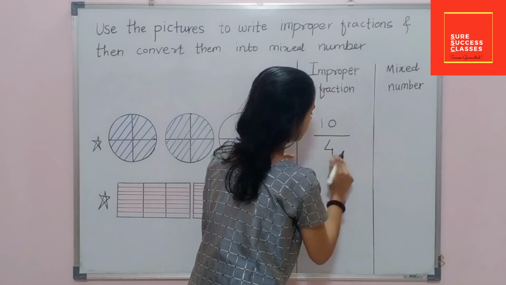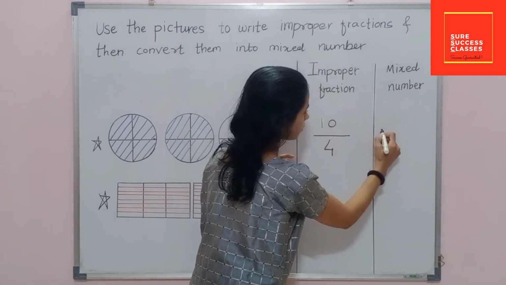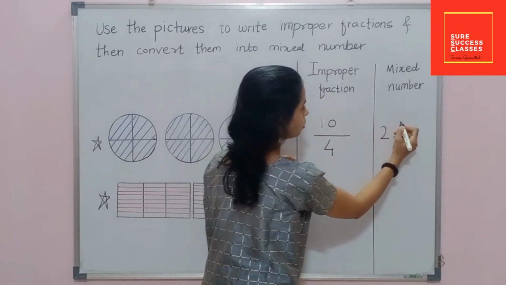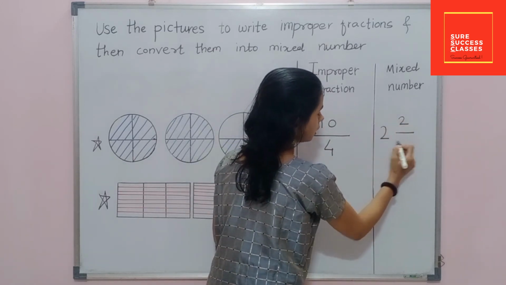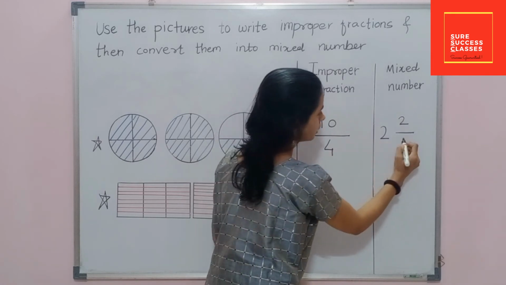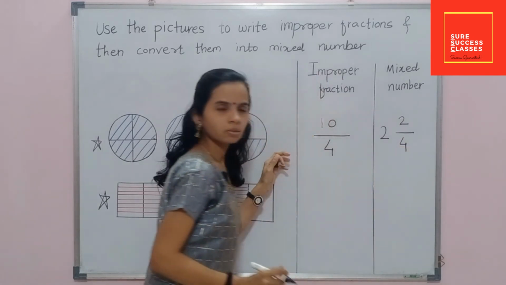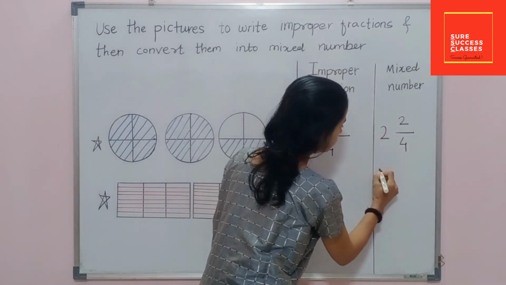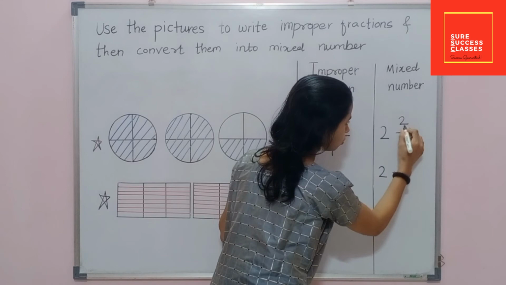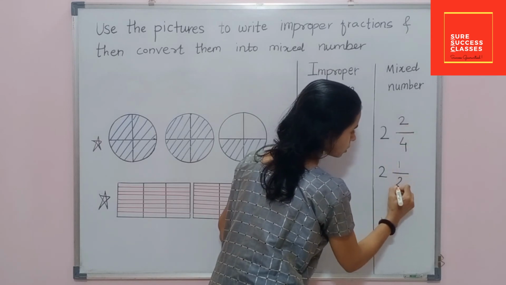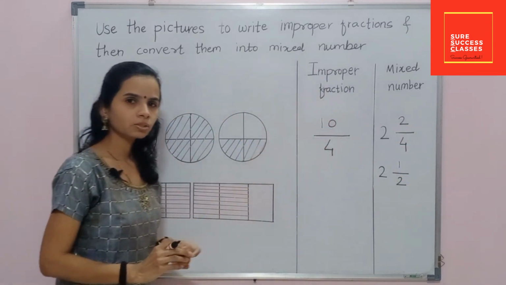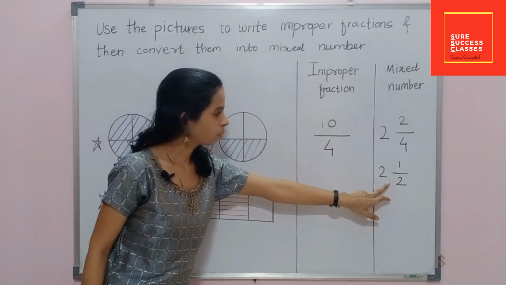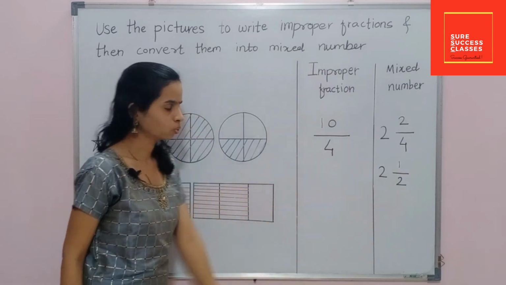So here 4 2s are 8, means whole part is 2 and 2 will remain, and this denominator will appear as it is. And when we reduce this fractional part, at that time here we will get 2 1s are 2 and 2 2s are 4. So mixed fraction for this picture will be whole part 2 and 1 by 2.